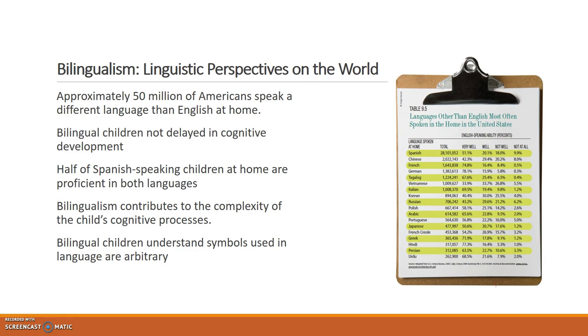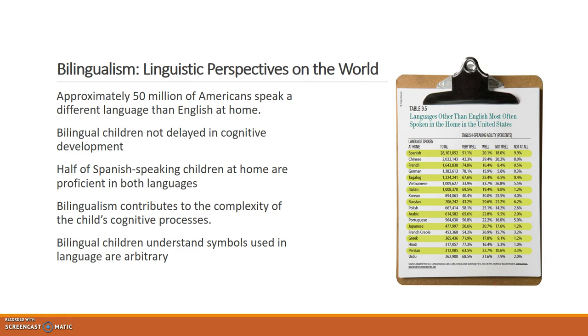And then lastly, in this section, we talk about bilingualism, perspectives on the world. Now you can see here, in our table, languages other than English most often spoken in the home in the U.S. Spanish is at the top of that list with over 28 million homes. And the English-speaking ability in the home as well. And you can see Spanish again tops that, with English spoken very well along with Spanish. So approximately 50 million Americans speak a different language than English at home.